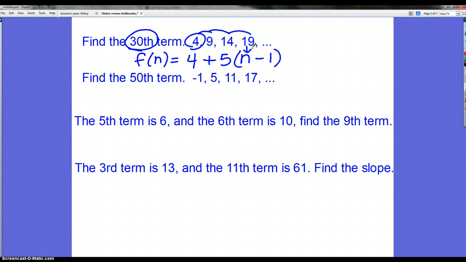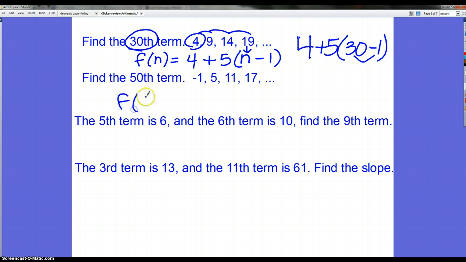So we're going to have that ought to be 4 plus 5, and then 30 minus 1. And that, when we type it in our calculator or do it in our head with 29 and then times 5 and then plus 4, that'll give us the 30th number of that sequence.